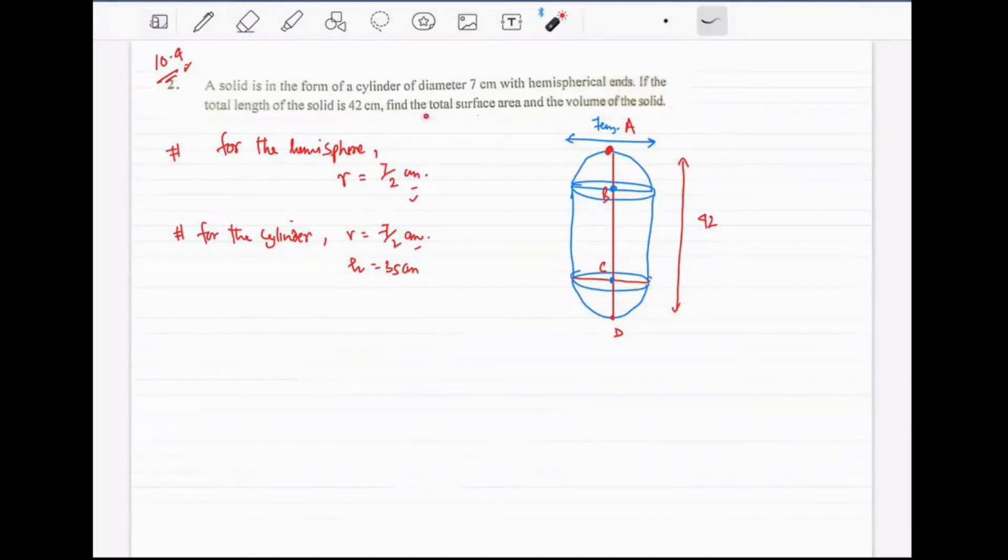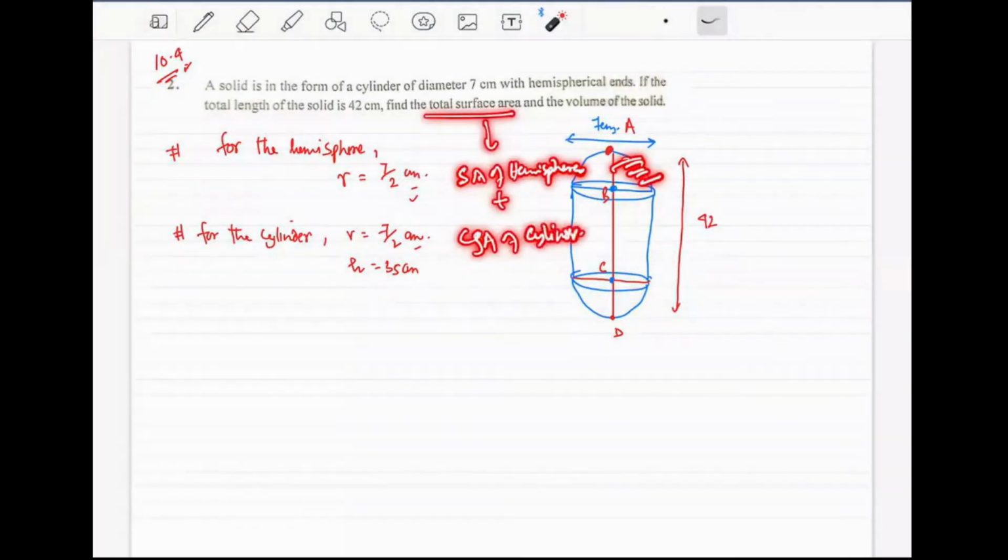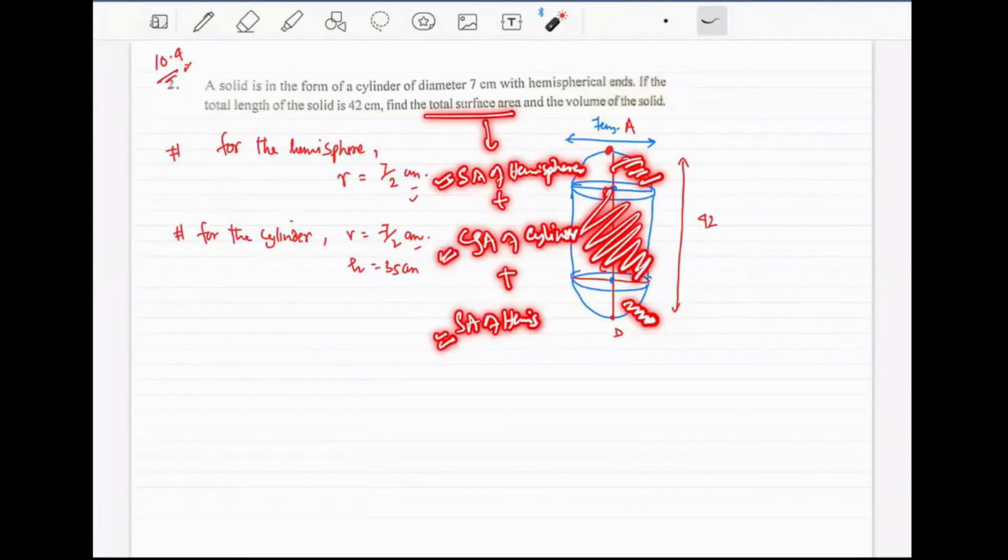So when we want to find the total surface area, it will be surface area of hemisphere, that's the top portion, plus curved surface area of cylinder, the middle portion right here, plus surface area of hemisphere, the bottom portion. So you all know the formula: surface area of hemisphere is 2 pi r square. Curved surface area of cylinder is 2 pi rh, right? So you have to add all of them together.